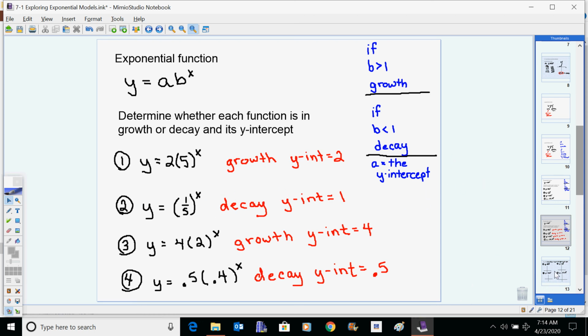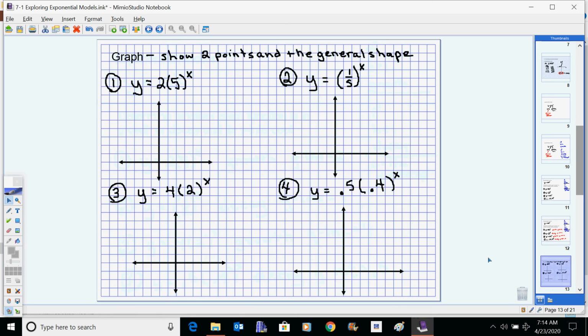Okay, if you have something in finance, you're going to want it to be a growth, and if you have something where you're trying to control disease, you want it to be a decay, as in less and less cases, if you have an exponential model happening.